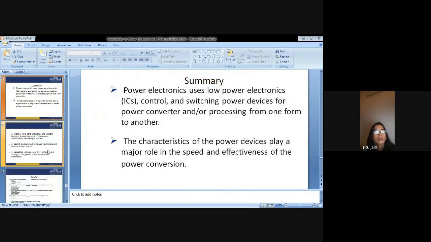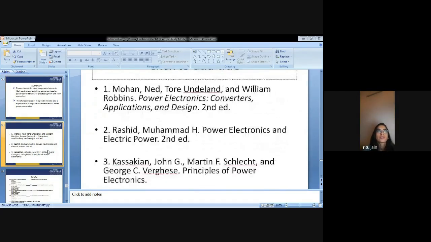So this is the final part. We have already discussed what power electronics is, the different kinds of power electronics components, and the applications of power electronic devices. You can refer to these books for power electronics components and different types of power electronic devices.